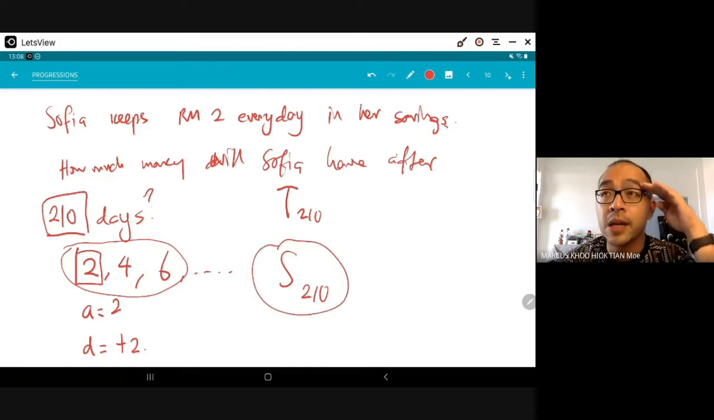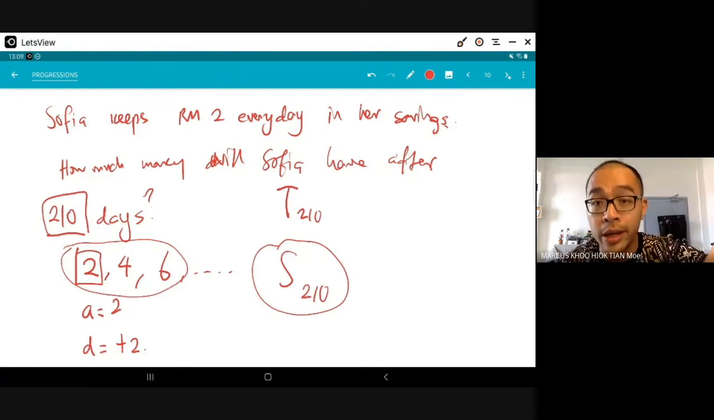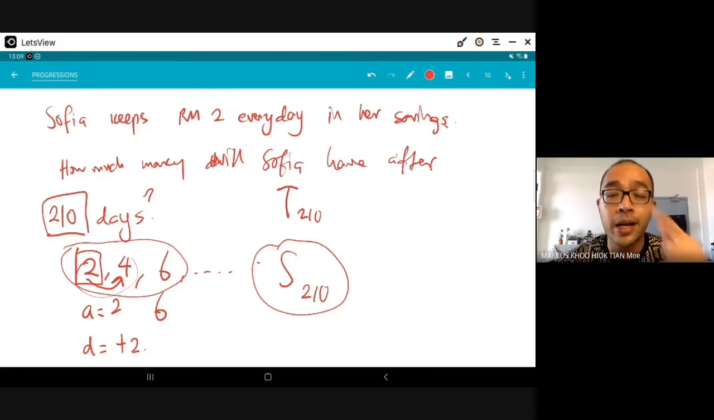Sebab kalau kita fikir secara logik, okay, hari pertama RM2. Hari kedua dia masuk lagi RM2. She put in another RM2, means inside the bank got RM4. Kan? But if we use S, it means that this is 2 plus 4. That means selepas hari kedua, dia ada RM6 sudah. That doesn't make sense. Sebab hari kedua dia baru ada RM4. So actually the answer is T210.